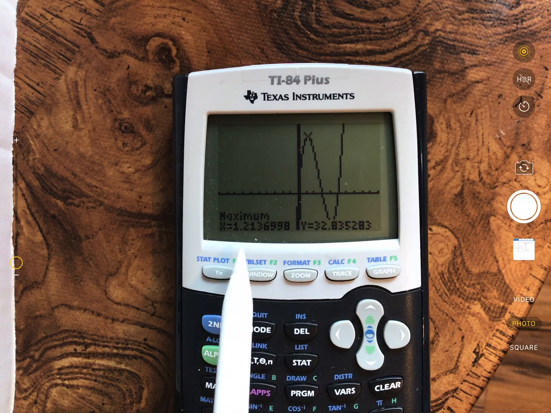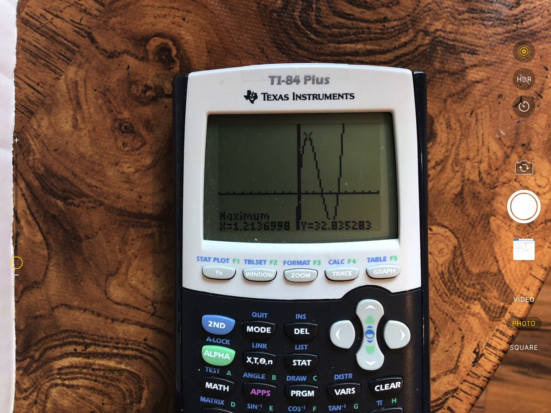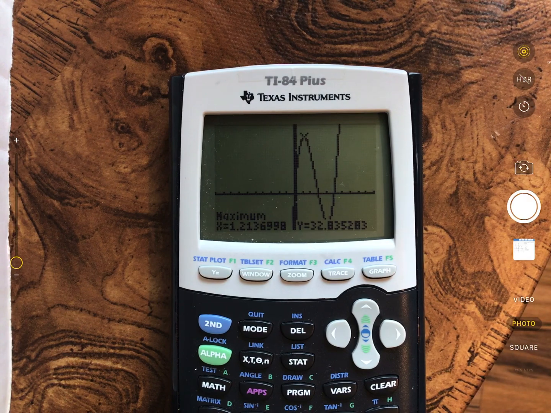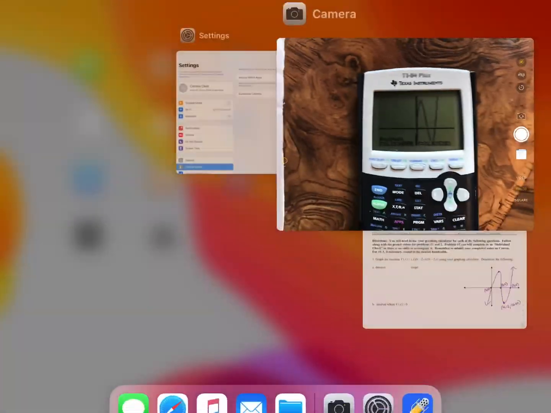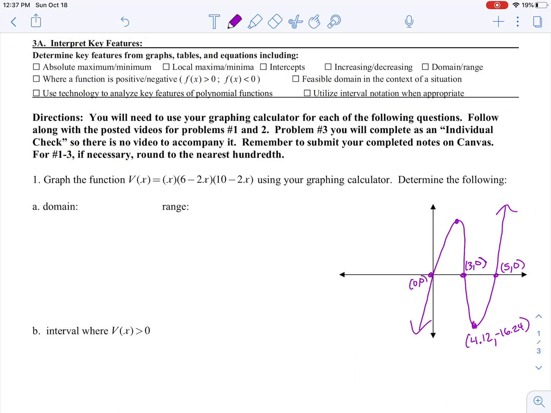And now it gives me that exact maximum. Again, I want to emphasize, you don't want to just move your tick mark. You want to use the calculate feature of finding a maximum, or else you won't get the right accuracy. So that looks like, let's see, 1.21, 32.84. So I'm going to go put that onto my graph. So 1.21, 32.84.